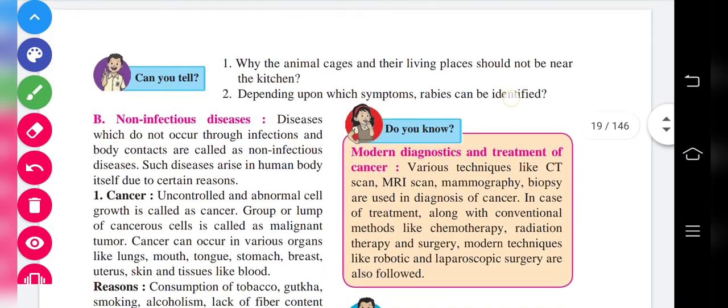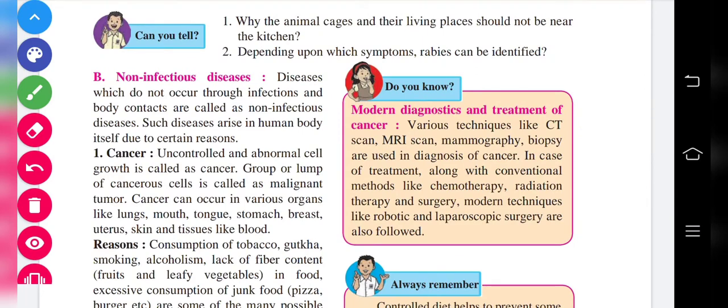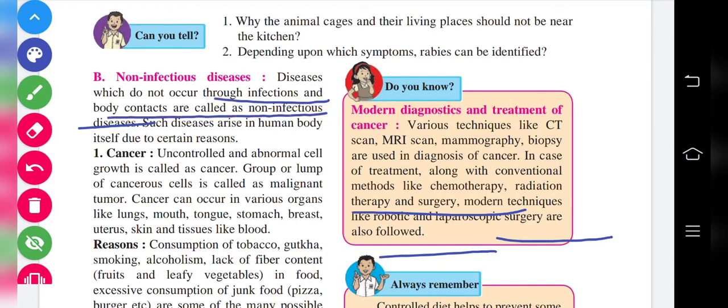Now I am going directly to non-infectious diseases. Up to this point, we covered infectious diseases. An infectious disease spreads from one person or animal to another. But a non-infectious disease is not contracted from animal to human. The diseases which do not occur through infection and body contact are called non-infectious diseases. So the important point is that a non-infectious disease is not spread through body contact.